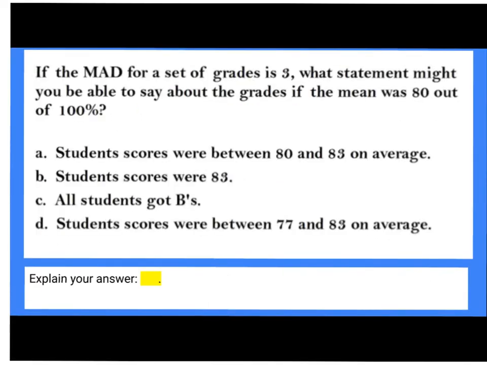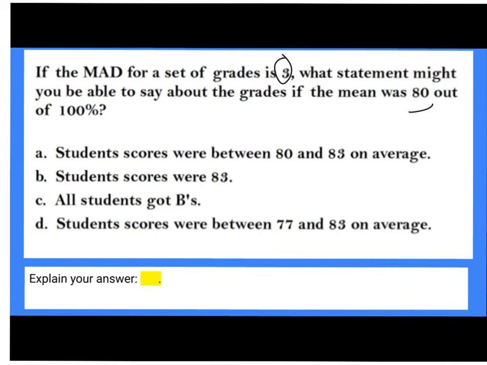So if the MAD for a set of grades is 3, which statement might be true about the grades if the mean was 80 out of 100? So think about it: the MAD is 3, the mean is 80. So the average is 80. Let's see which one is true.